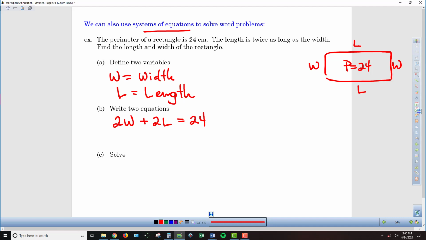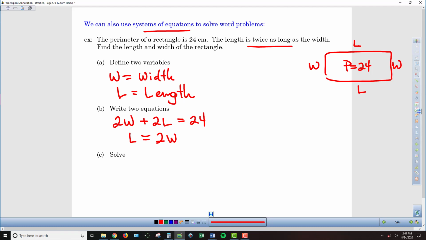And then I'm going to use this second sentence to write my second equation. So it says that the length is twice as long as the width. And so I'm going to translate that as I roll through that sentence. The length, so length, we're using L, is in a sentence translates into an equal sign, so L equals, and then it says it's twice as long as the width, so that just means it's 2 times W, and so there's my second equation.